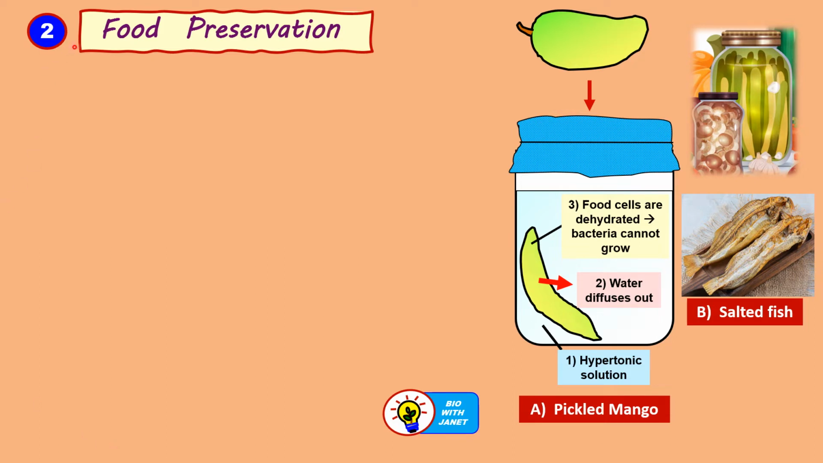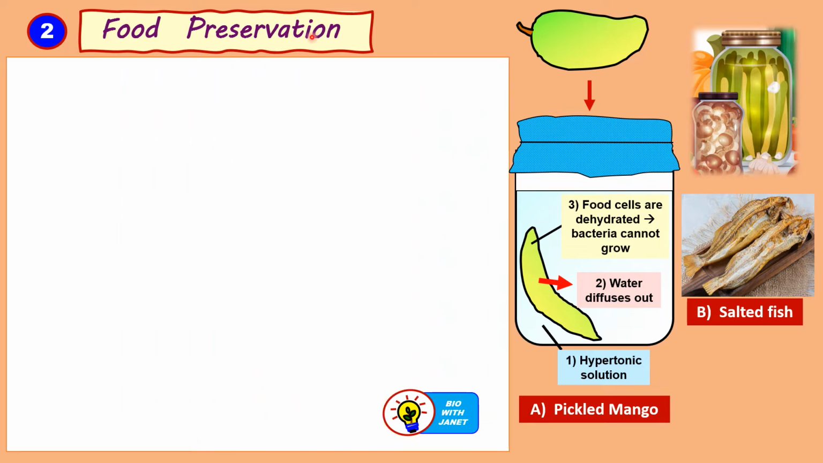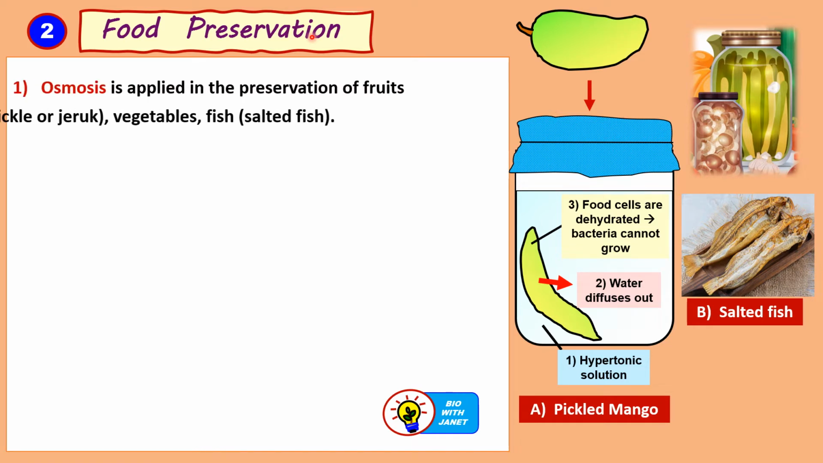So number 2, the application of the concept of osmosis in food preservation. Osmosis is applied in the preservation of fruits, which we call pickle or jeruk, and also in the preservation of vegetables and fish, such as salted vegetables and salted fish. So how does it work? How do we preserve the fruits in this way? Most of us like to eat pickled fruits, for example pickled mango or lime, and also pickled chilies.